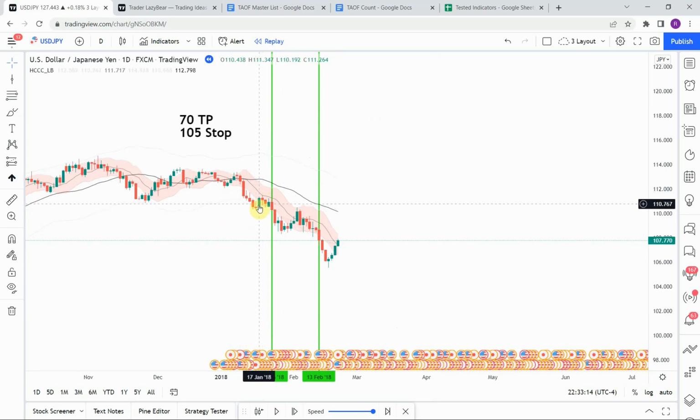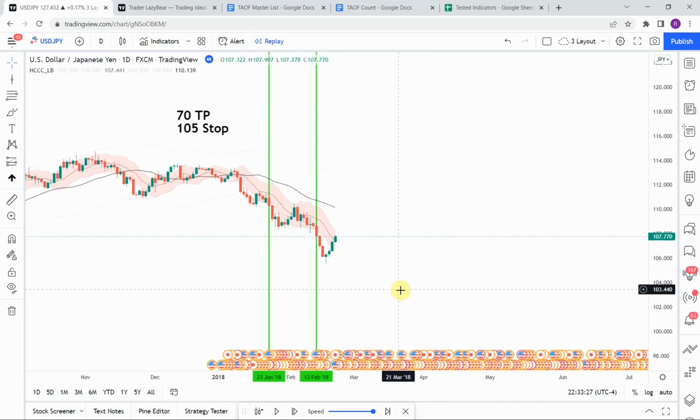It's right here on this big green candle. At that time, price action is trading within the red cloud. So then we waited for it to break down below right here, and we get a really nice push to the downside that gets us to our take profit.